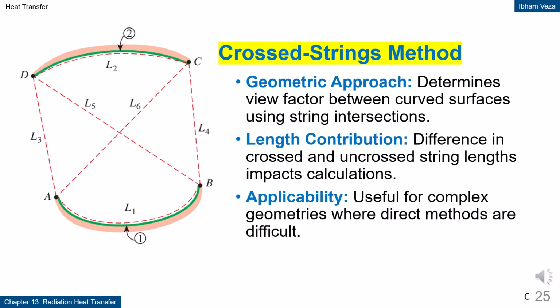Crossed strings method. The crossed strings method is a geometric approach to determine the view factor between two curved surfaces. This method uses the lengths of intersecting and non-intersecting strings. The difference between these lengths is used to calculate the view factor. This approach is very useful when direct integral methods are too complicated. It is fast and sufficiently accurate for many engineering applications.